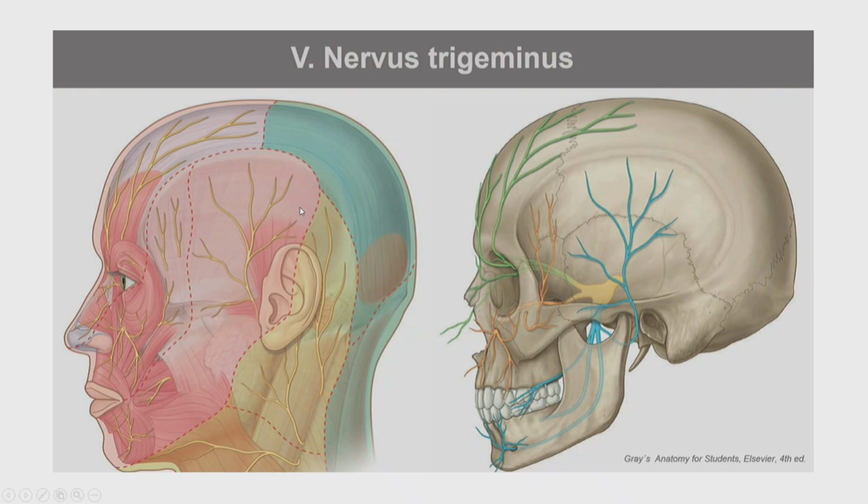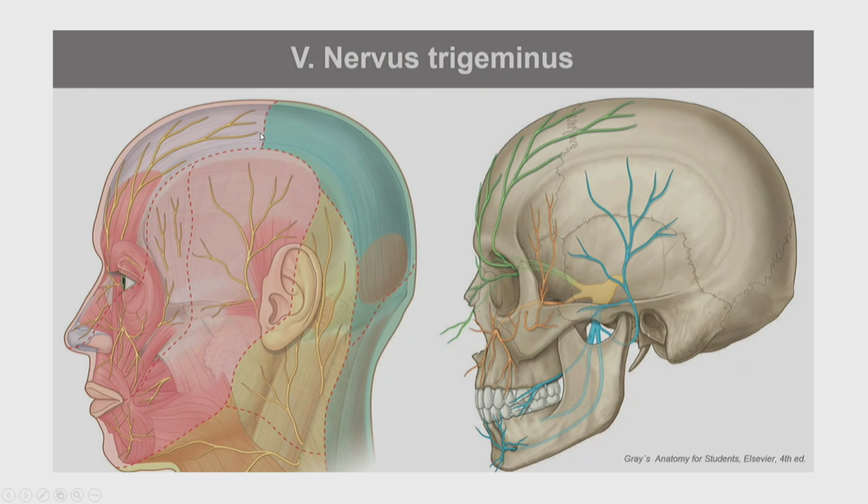This is what we are going to discuss, and if you want to remember, there is a line connecting the two external acoustic meatuses, or the two auricles of your ear. This is called the interauricular line. Yes, this is the line that goes from one auricle approximately to the other side. What is in front of this line, the connection of the two auricles? It's the area and territory of the trigeminal nerve.